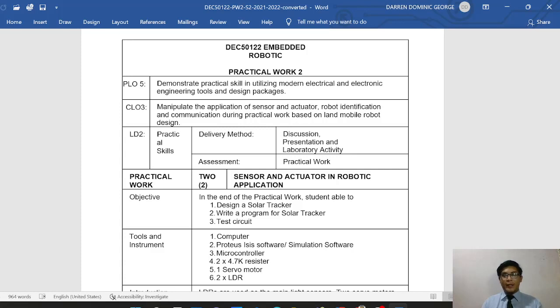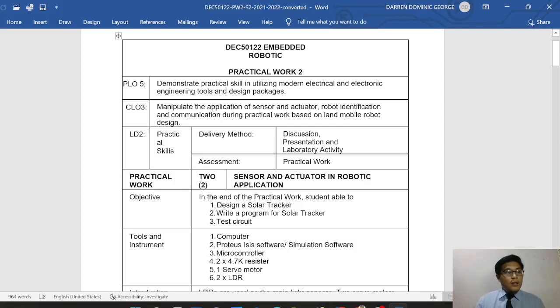And our surname is Minor bin Simon, and the practical work topic is about sensor and actuator in robotic application. As we know, the objective of this lab is first, design a solar tracker. Second, write a program for the solar tracker. And third, test the circuit.